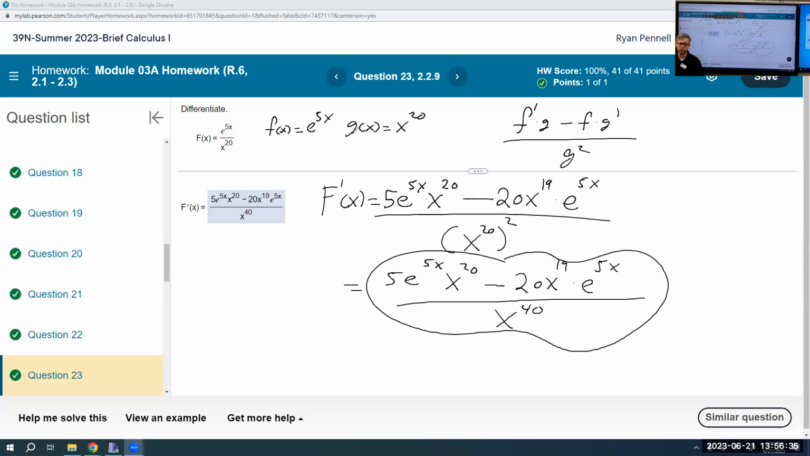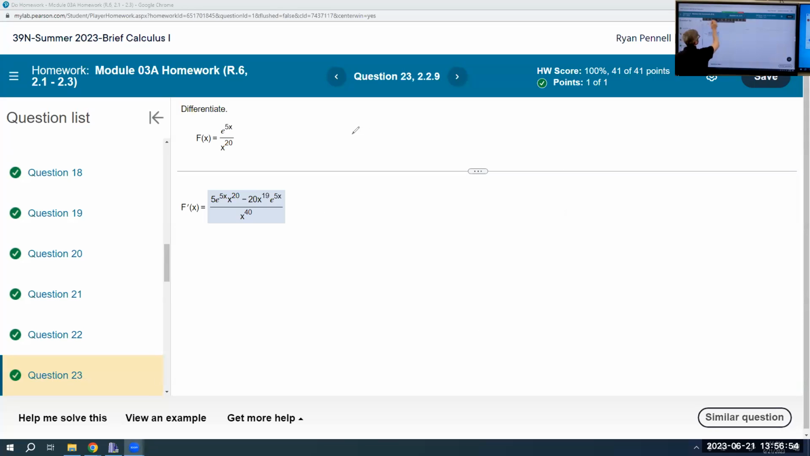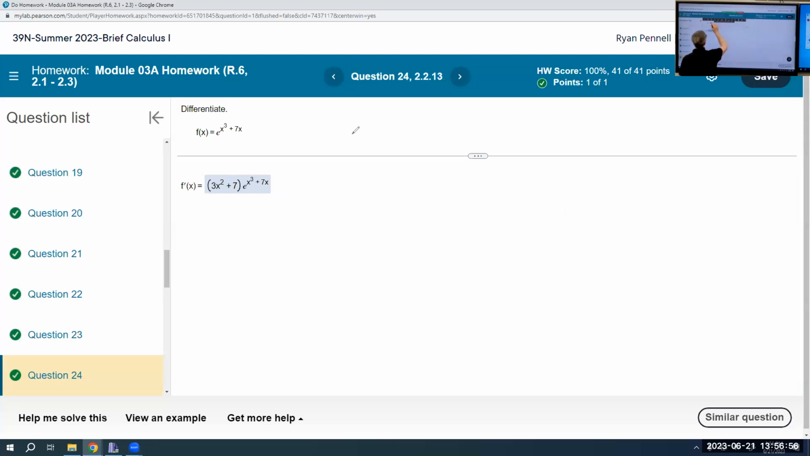So I had to use quotient rule for that, but that's okay. Hopefully, we have practice with that. That makes some kind of sense.